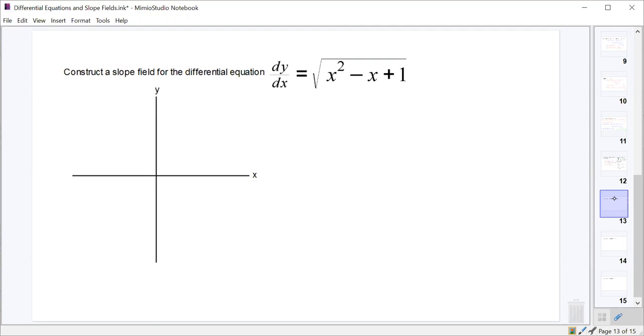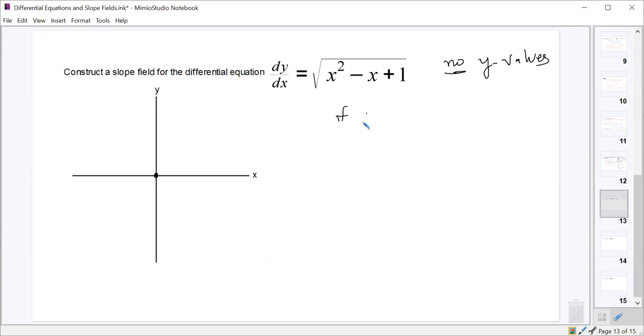So let's pick some points. Anybody have a particular point they want to choose? Where are we going to start? How about 0, 0? Perfect. All right. Now, once again, for this one, are there any y values? No, there are no y values in our differential equation, so the y values aren't going to affect it again. So all we care about is the x values.